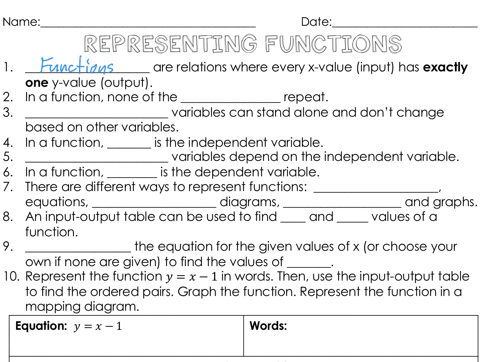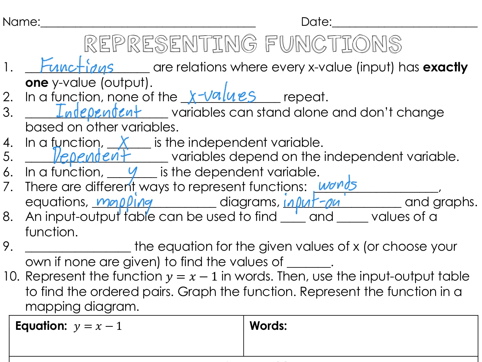Functions are relations where every x value or input has exactly one y value or output. In a function, none of the x values repeat. An independent variable can stand alone and does not change based on other variables. In a function, x is called the independent variable. The dependent variable depends on the independent variable. So in a function, y, or f of x, is the dependent variable.